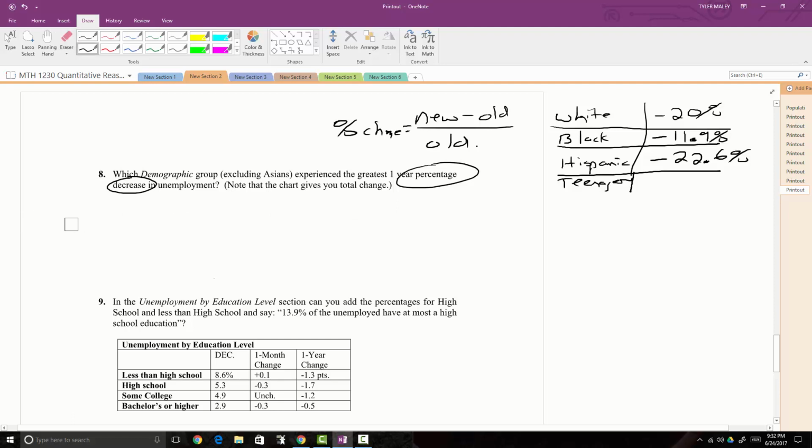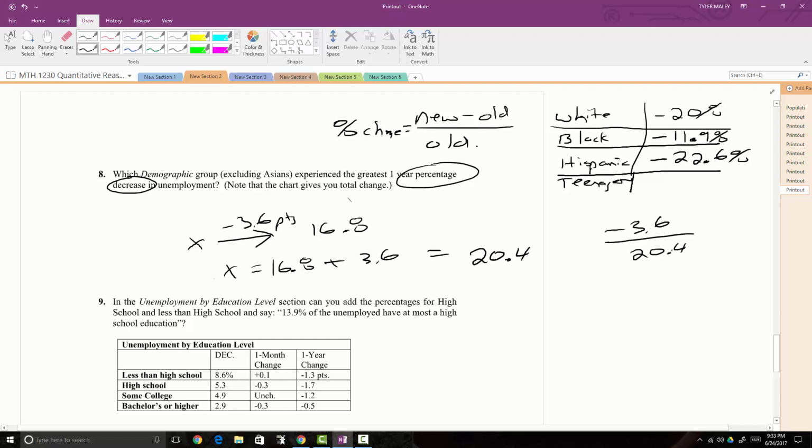All right, so then our last group is teenagers. For teenagers, we went from X, and we had a minus 3.6 points change, and then we landed at 16.8. So X would equal 16.8 plus 3.6. If we add that up, you get 20.4. Then to find the percent change, we would take negative 3.6 divided by 20.4. We get negative 17.6%.